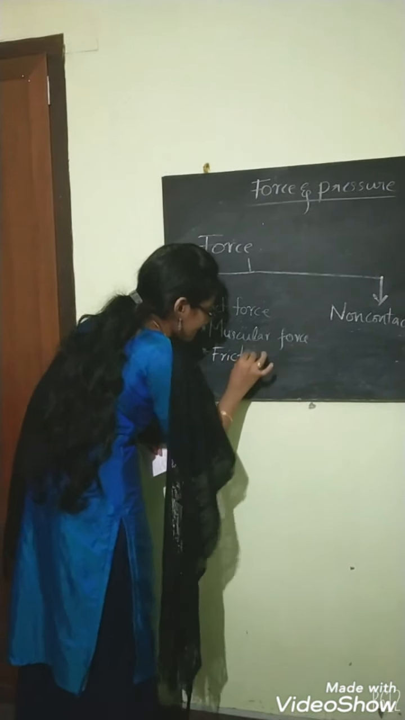So these are the forces you have to focus on in this chapter. You have to learn what is muscular force, what is frictional force, what is magnetic force, what is electrostatic force, and what is gravitational force. In the last classes, we already explained magnetic force and frictional force. Today we are going to explain what is electrostatic force and what is gravitational force.